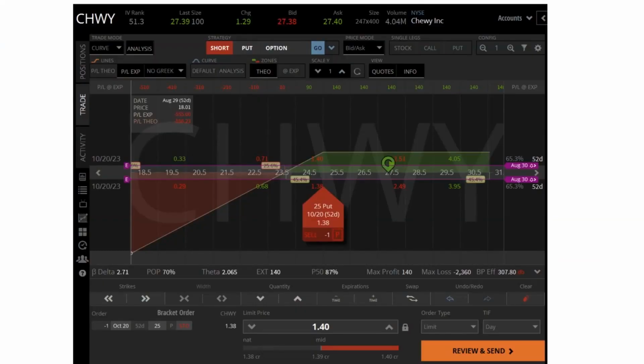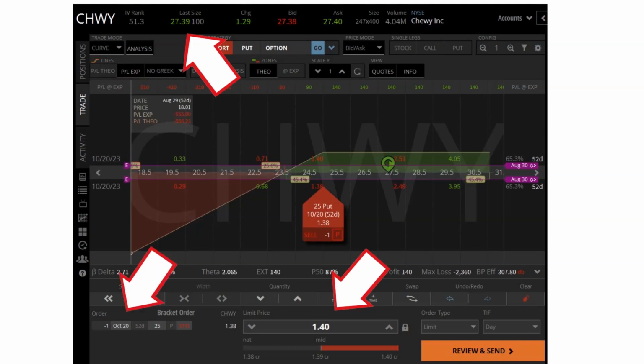Here is an example of selling a 25 strike put option in Chewy. The current price is $27. We collect $1.40 per share, which is really $140, since one option contract equals 100 shares. We can be assigned and forced to buy and own the shares at the $25 strike price if the stock price moves below that price prior to the October 20 expiration date.